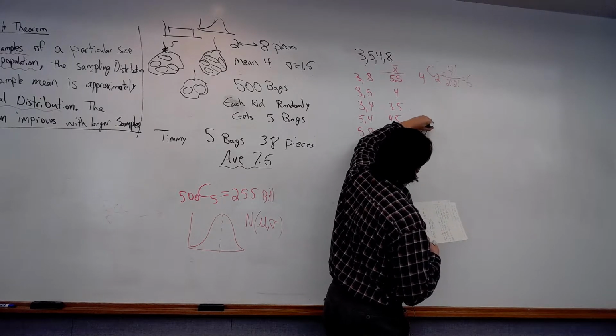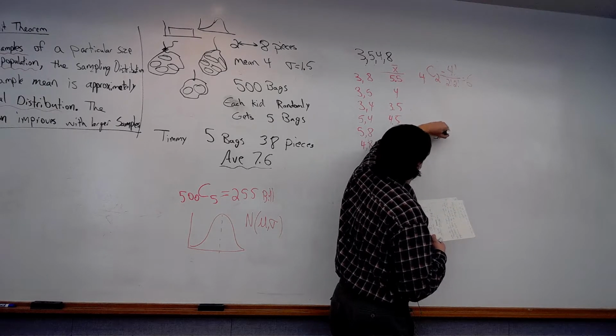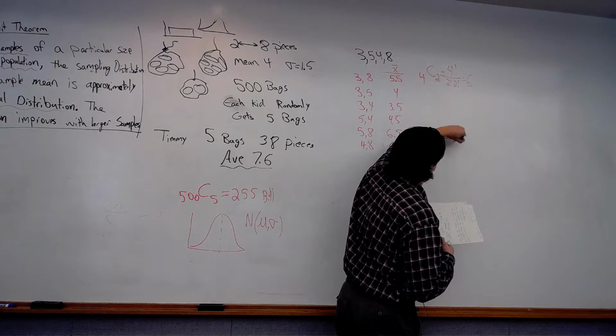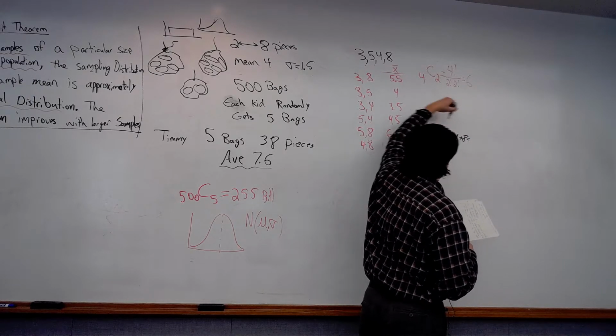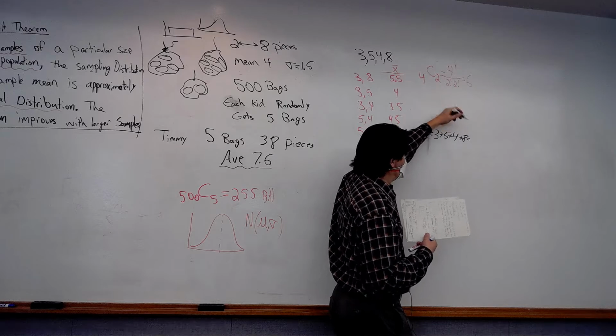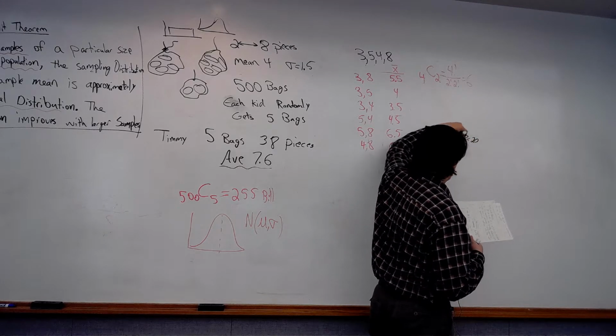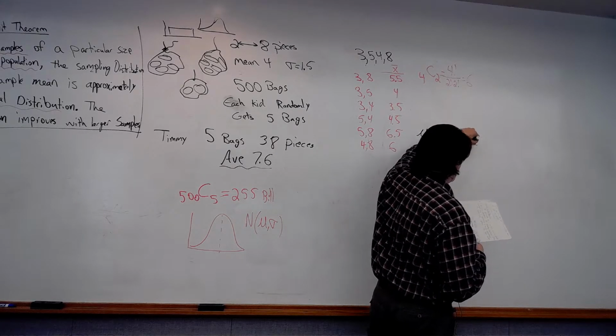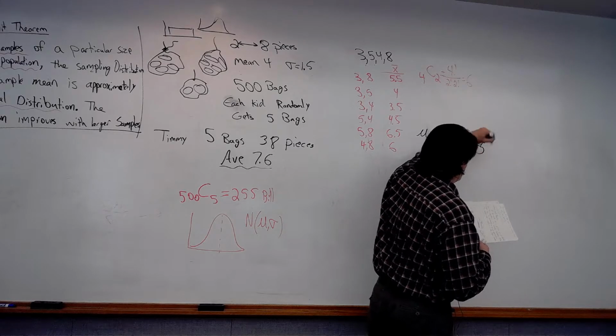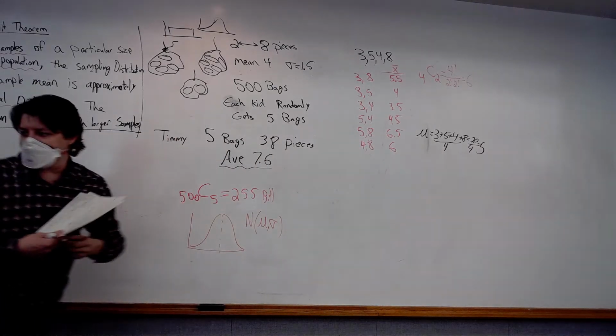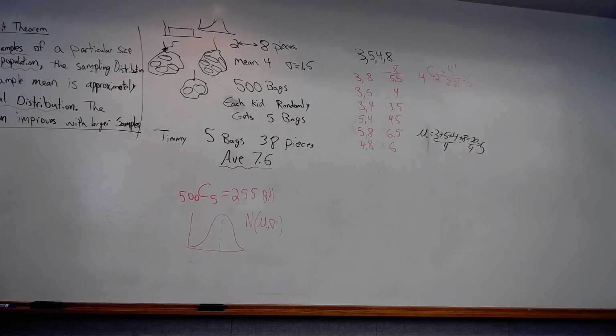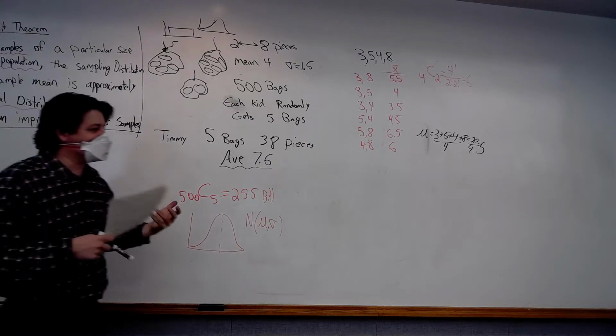So mu is 3 plus 5 plus 4 plus 8, which is 8 plus 12, 20, divided by 4, 5. I don't know if I'm still on the screen, but we have a mean of 5. So there's a population mean of 5.